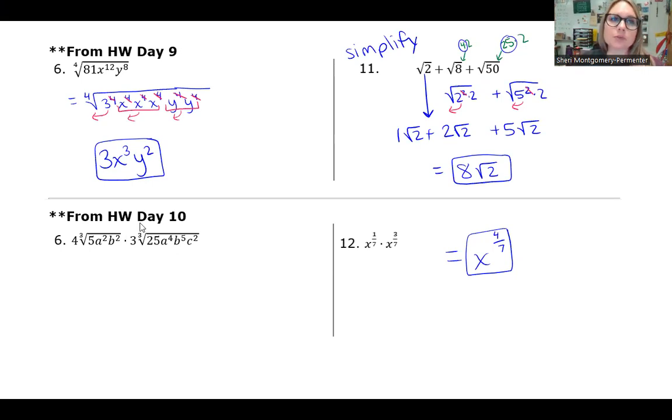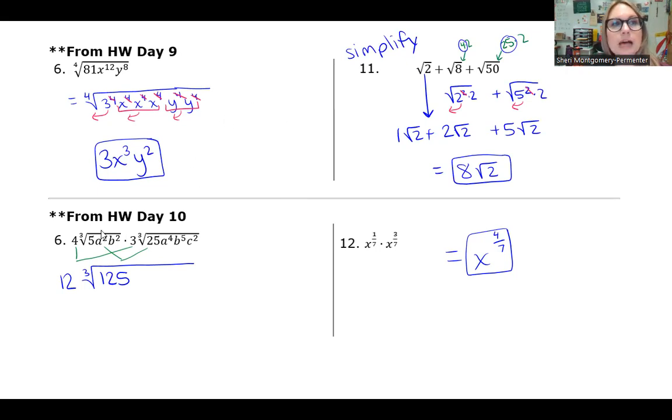Okay, question number 6. We're going to go backwards. When you multiply, you have to multiply the stuff in front and the stuff inside. So the stuff in front, it's going to be 4 times 3. And then I've got all the stuff inside. Okay, 4 times 3 makes 12. And then I'm going to write everything underneath the radical will multiply. So I've got 5 times 25. Think about quarters. If you have 5 quarters, how much do you have? 125.